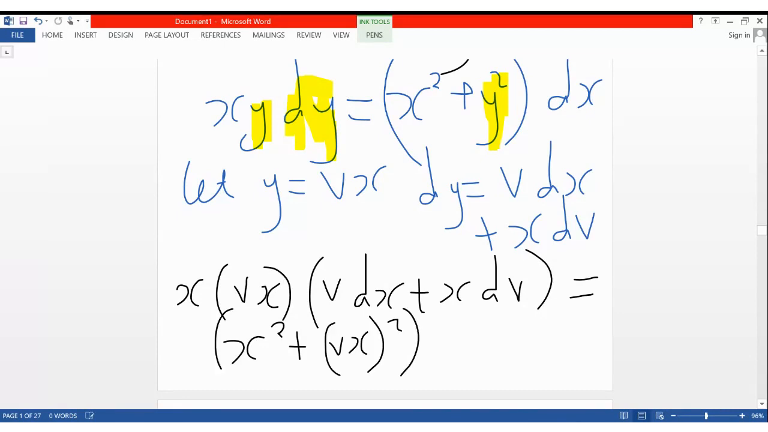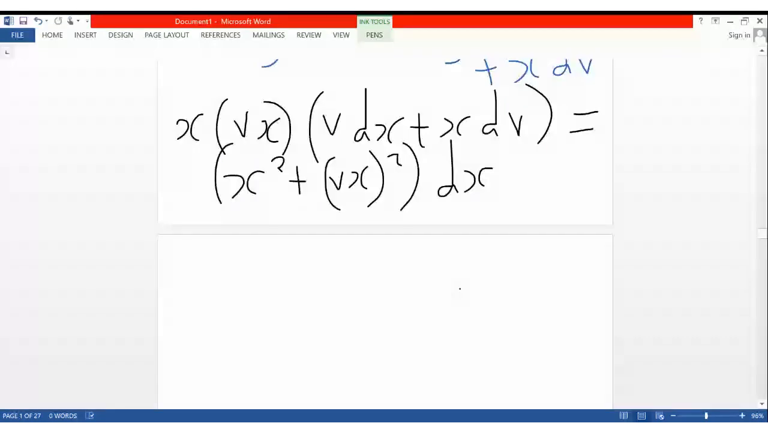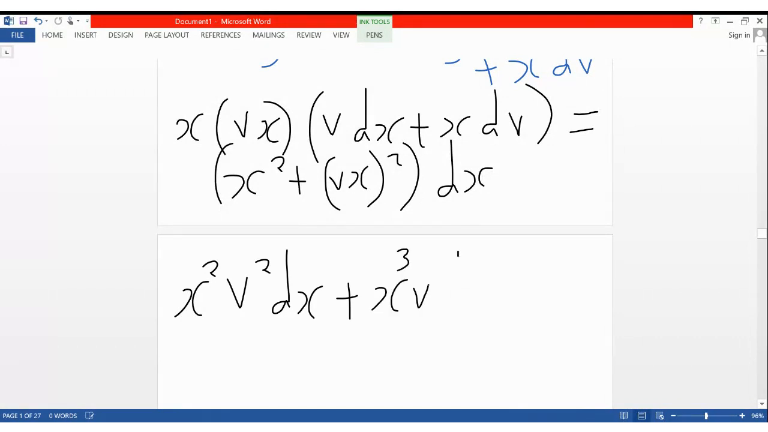Open up the bracket. So you have two v's and two x's, so you'll get x squared v squared dx. And then the other one you'll get x to the power 3 v dv. This other side you'll get x squared dx. And this other side you'll get v squared x squared dx.